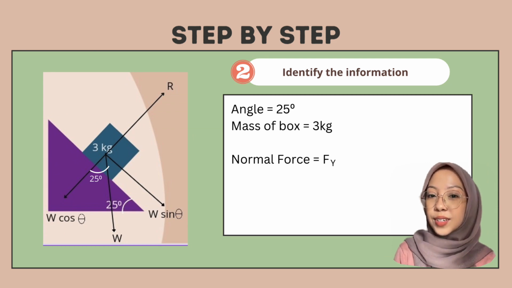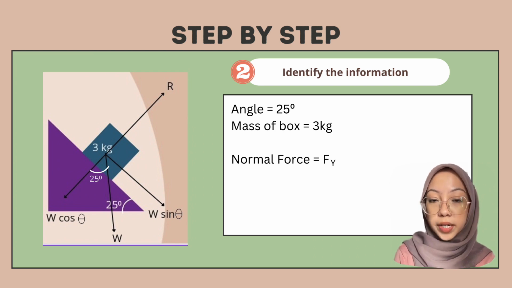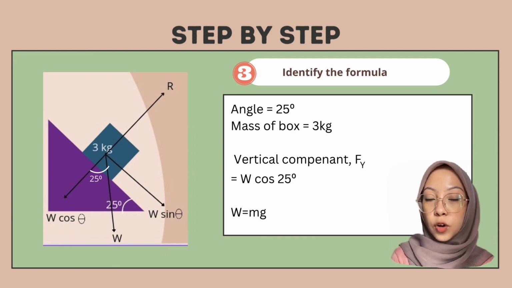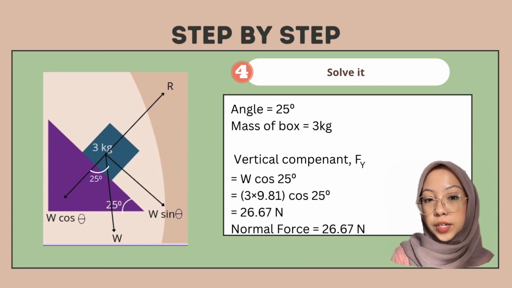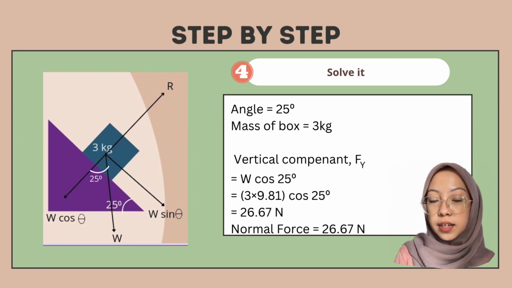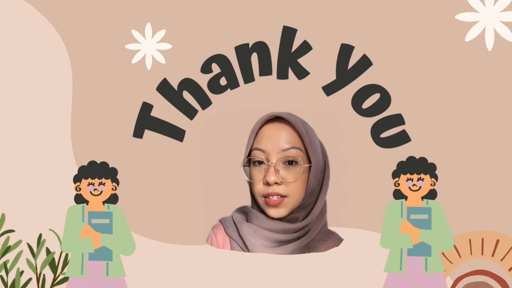And then, we highlight the information given, where the angle is 25 degrees and the mass of the box is equal to 3 kg. And this question is a little bit tricky because we can find the normal force using the resolution of the vertical component Fy. Now identify the suitable formula: R equals W cos 25, where W equals mg. Lastly, after you substitute, you will get the value of R. And don't forget to write the correct unit. So R equals 26.67 Newton.